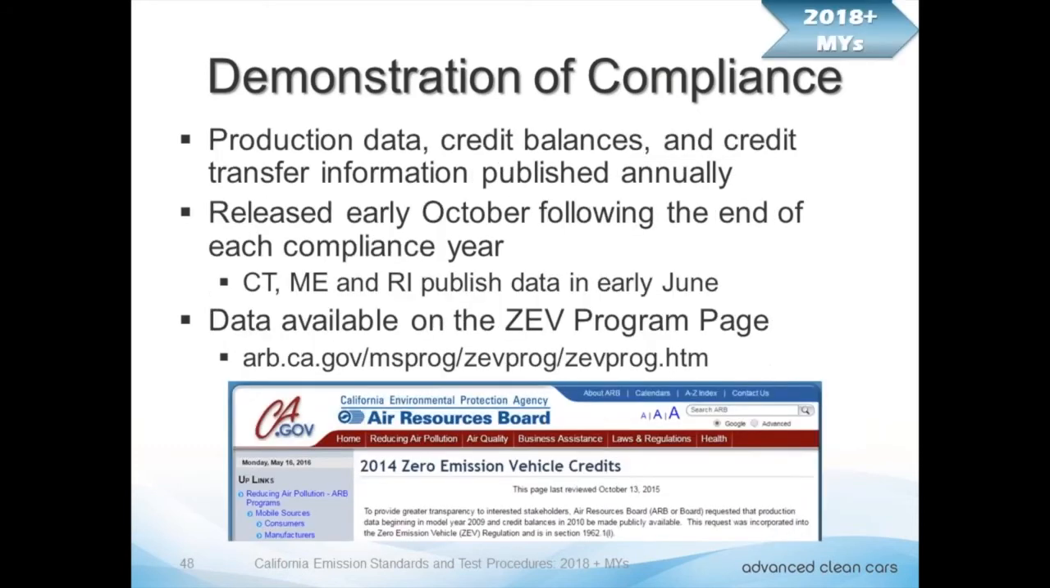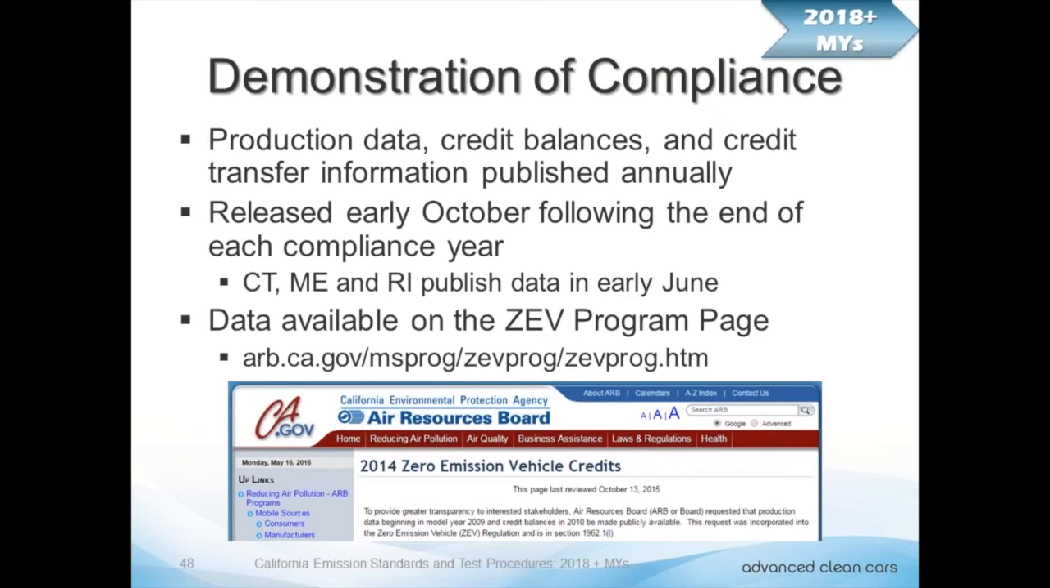According to the California Exhaust Emissions and Test Procedures, Section D3, ARB is required to publicly disclose all compliance data following the end of each compliance year. This includes manufacturers' annual production data and credit balances for each vehicle type. This information is published annually on ARB's website under the ZEV program webpage in early October. Connecticut, Maine, and Rhode Island published this information in early June following their May 1st reporting deadline.